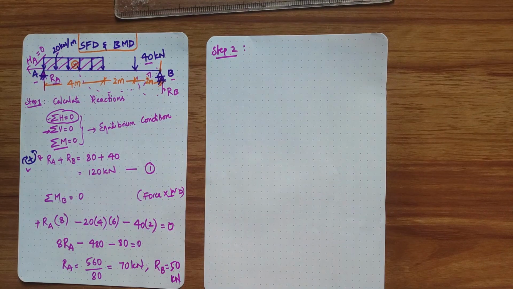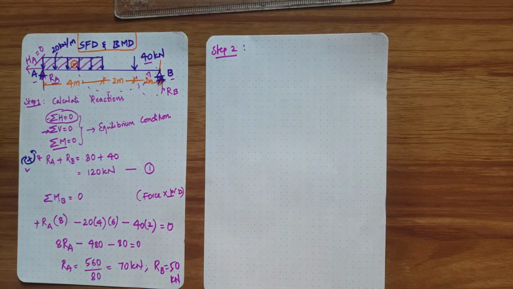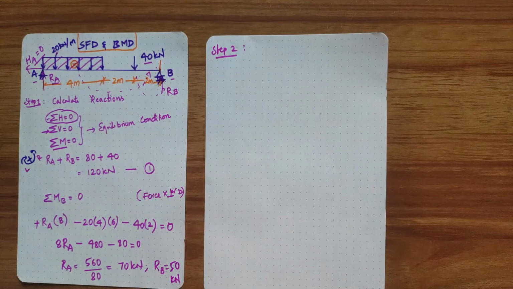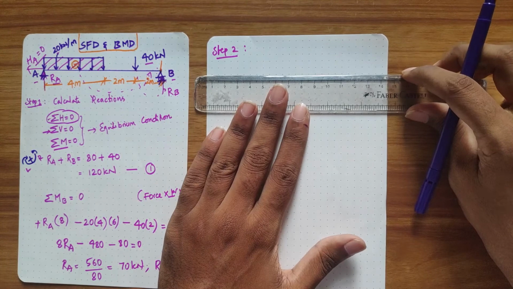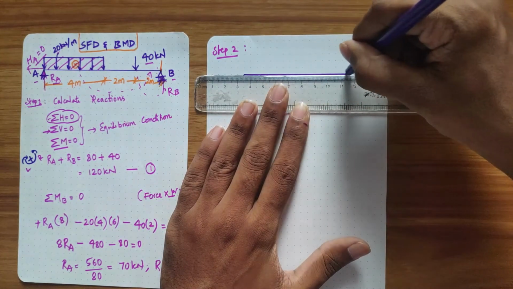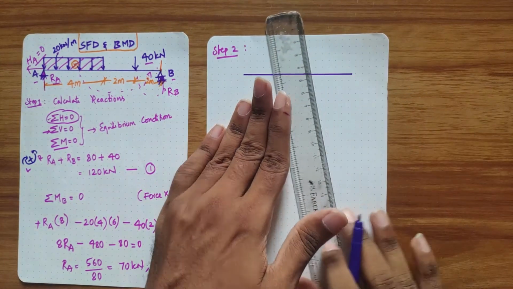Okay, in step 2 what we need to do is draw the shear force and bending moment diagrams. There are many methods to draw these diagrams. The one which I am telling will be a direct method, so you can draw very easily.